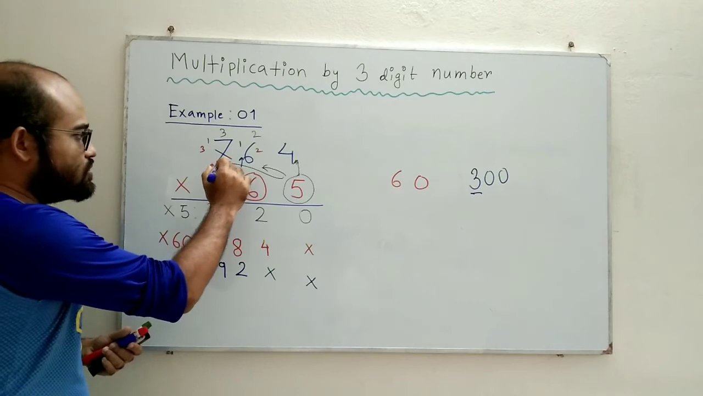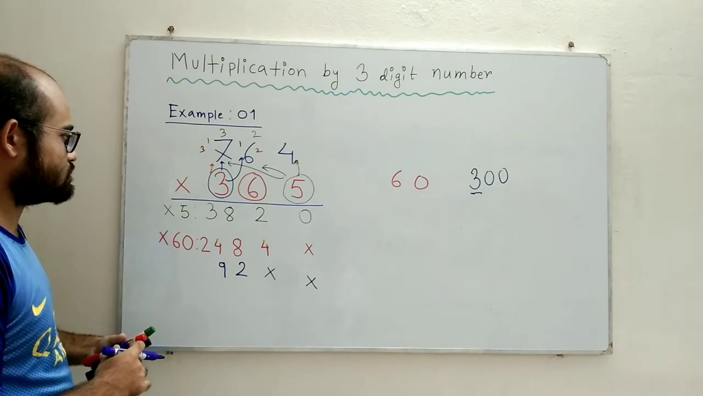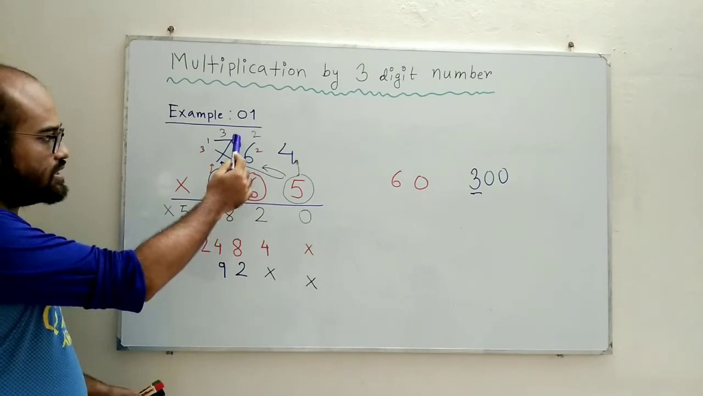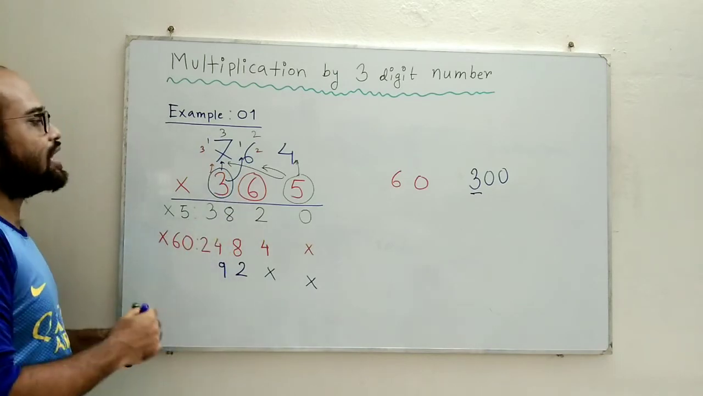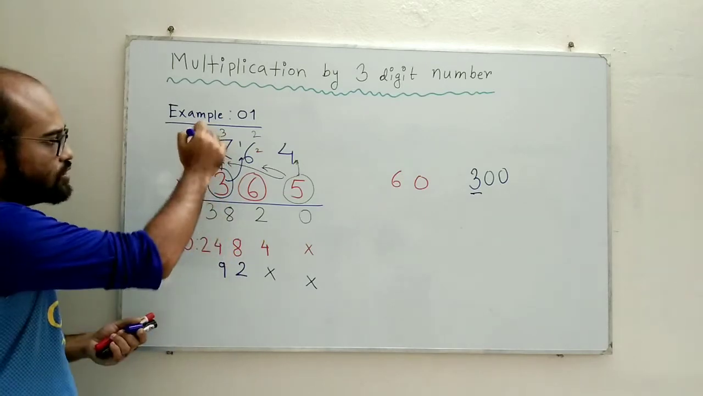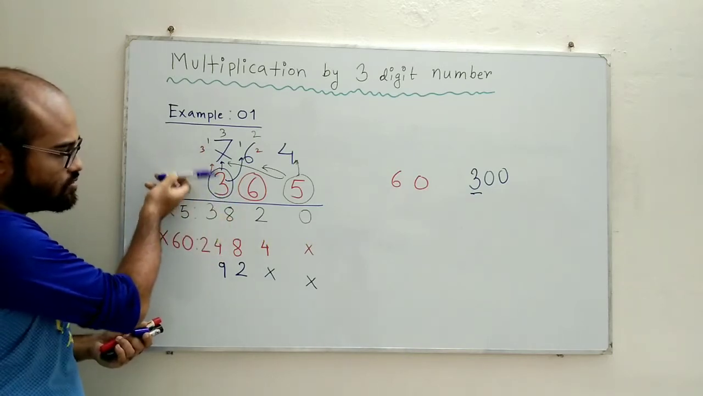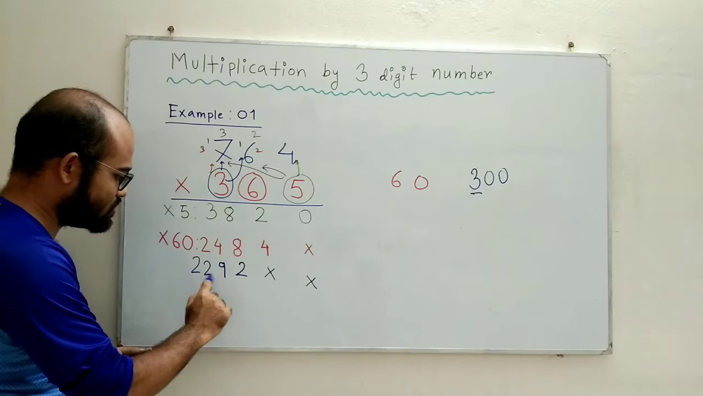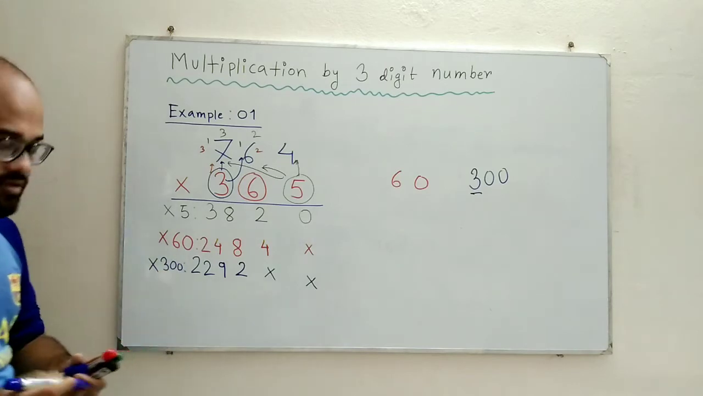Now finally, what to do? 7 into 3. So 6 3s is 18, and since we had 1 carried over, it gives us 19. Having put 9 beneath, we will carry 1 over the head of 7. And then finally we will multiply 7 by 3. So what do I get? 7 3s are 21. 21 plus 1 gives us how much? 22. So we have actually obtained all the 3 individual products.